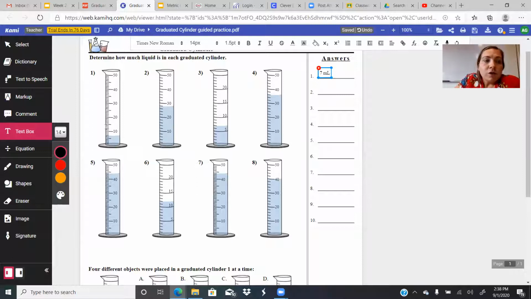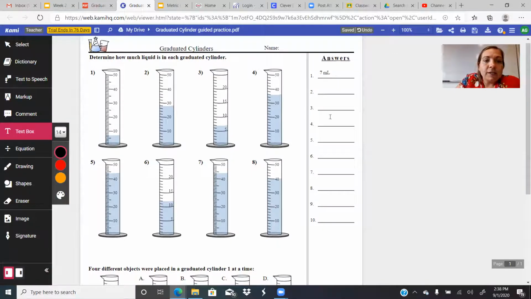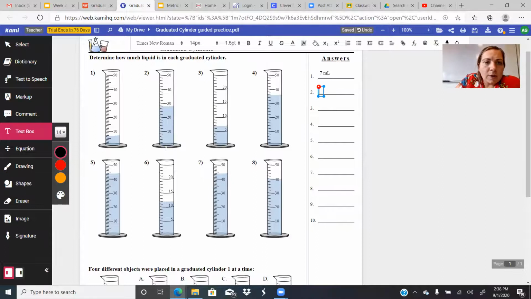Okay, so then I put another text box for number 2. All right, so here, still counting by 10, 20, 30, 40, but are there 10 lines in between? No, there are only 5. So what are they counting by? If it's not ones, it's twos. So each line counts for 2. So here we have 20, 22, 24, 26, 28. 28 milliliters.